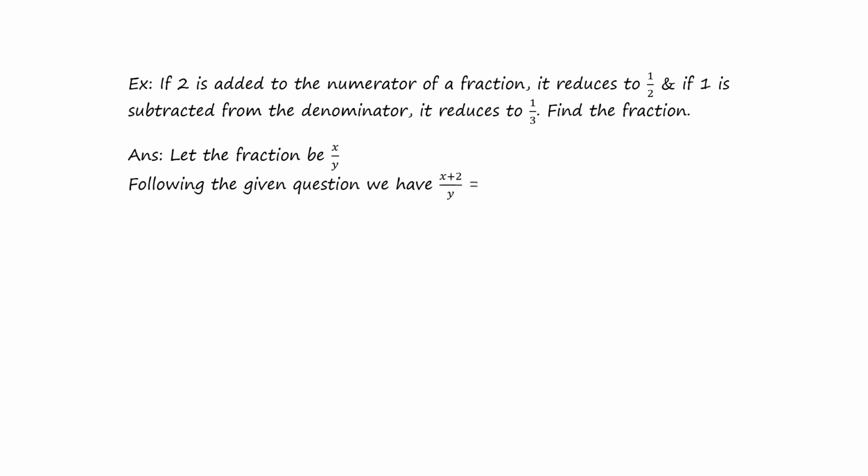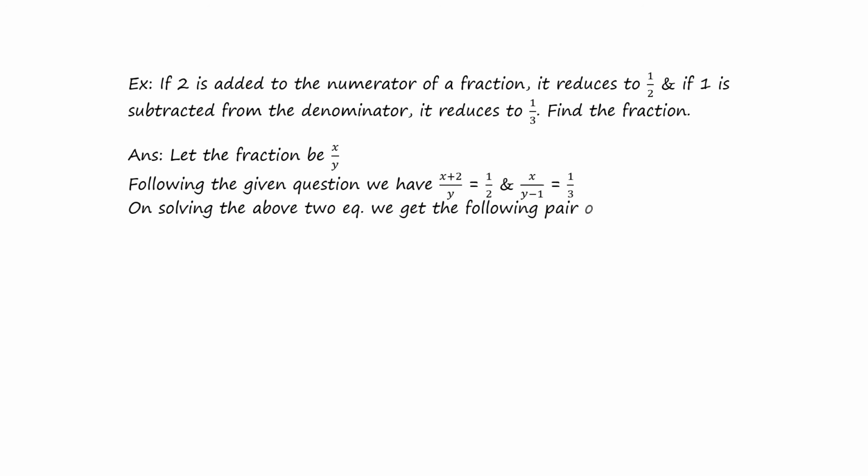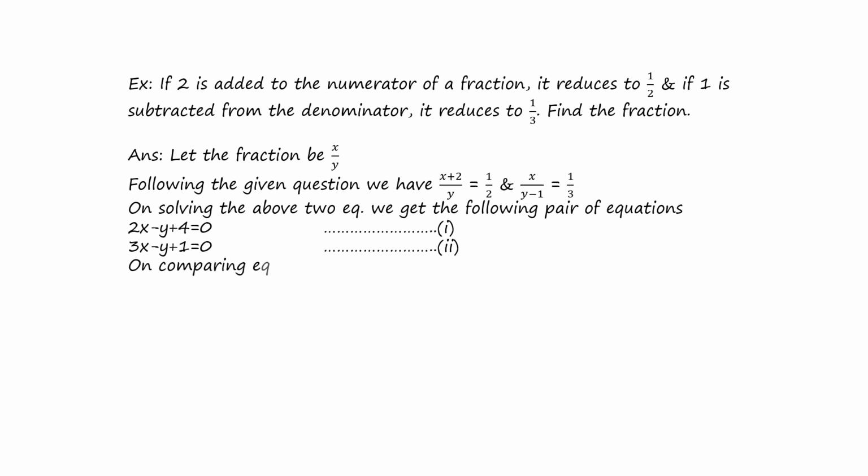So as per the given question, it is x plus 2 by y equals 1 by 2 and x by y minus 1 equals 1 by 3. On solving the above two equations, we get 2x minus y plus 4 equals 0. Let this be the first equation, and 3x minus y plus 1 equals 0. Let this be the second equation.